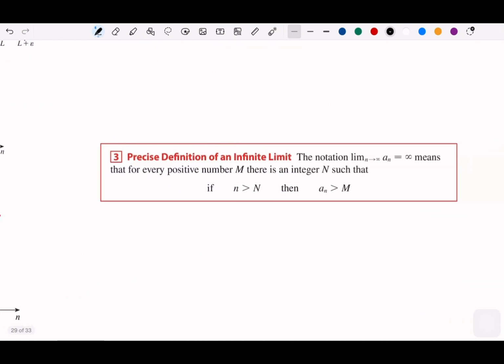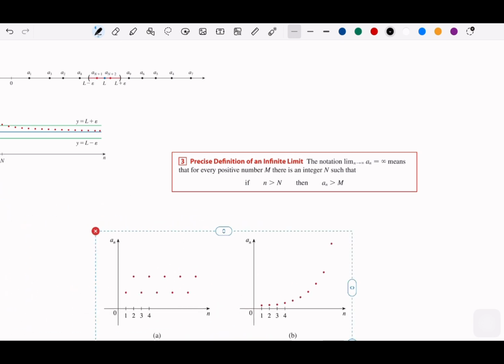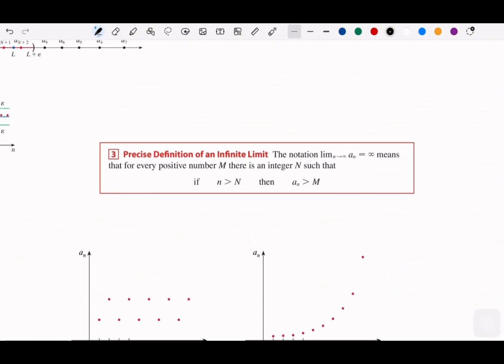And for the infinite limit, we also have this definition. Basically, for the infinite limit, we are going to have a large number that we cannot control. It is never going to converge. It is going to be larger and larger and larger. So it means that the limit is going to be infinity.